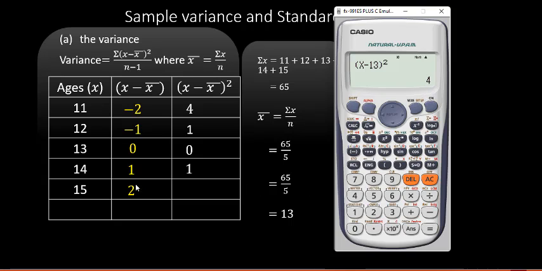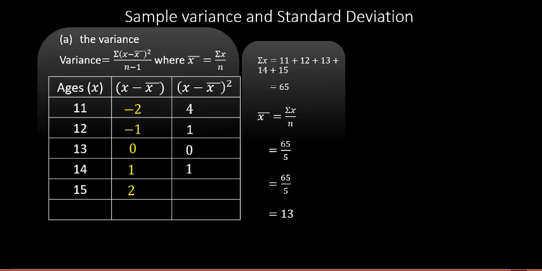And that can also be done by what? Squaring these 2 here. When you square 2, you get 4. When you square 1, you get 1. When you square 0, you get 0. When you square negative 1, you get 1. When you square negative 2, you get 4. So you can always jump this column if you want to go straight forward.